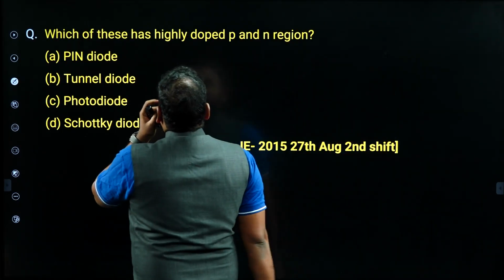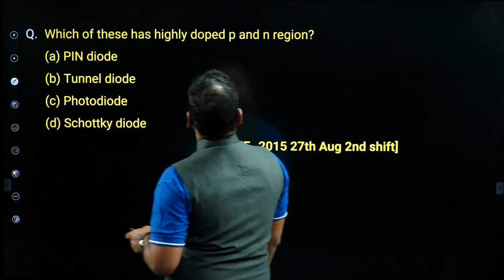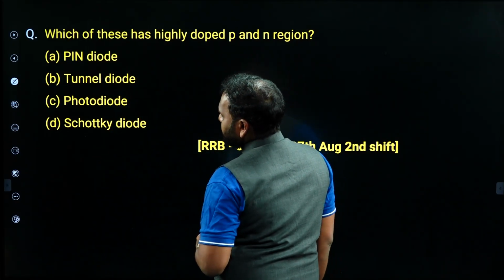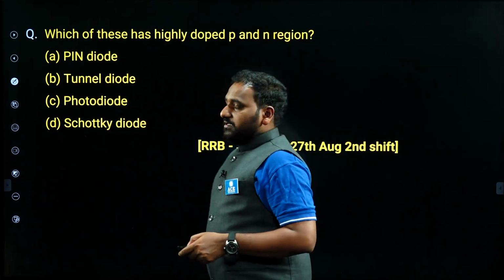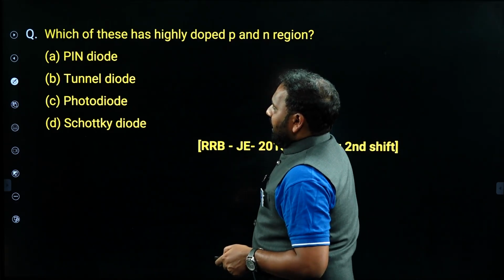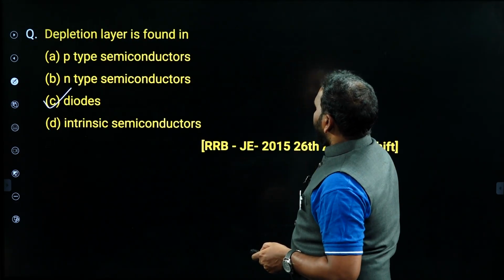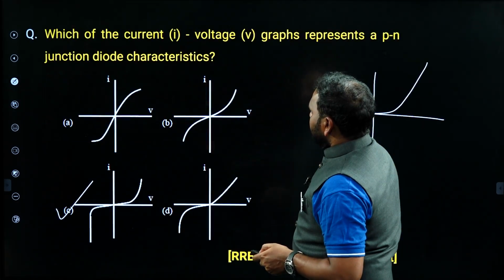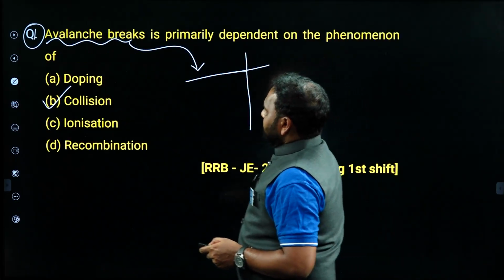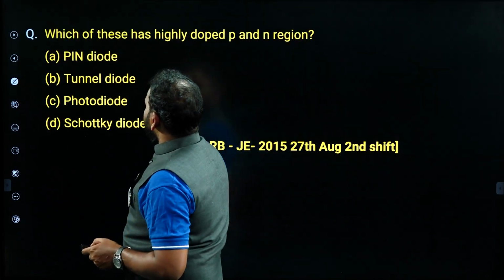Which of these has highly doped P and N regions? I don't want to give any discussion. I have given it in yesterday's class, okay? In yesterday's class only we have discussed it. It's okay, I think you can guess it very easily.